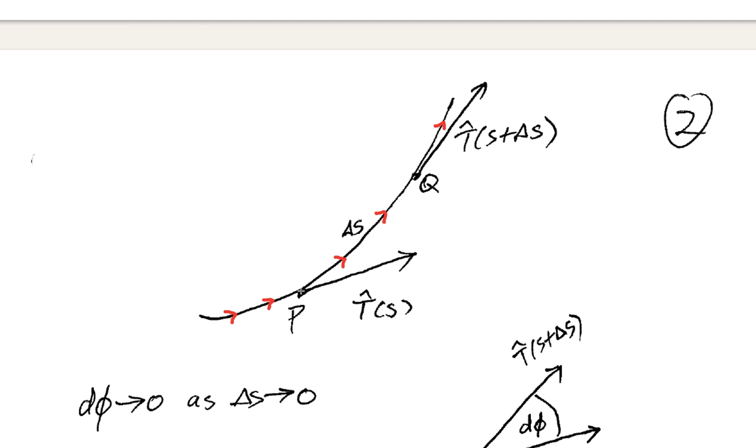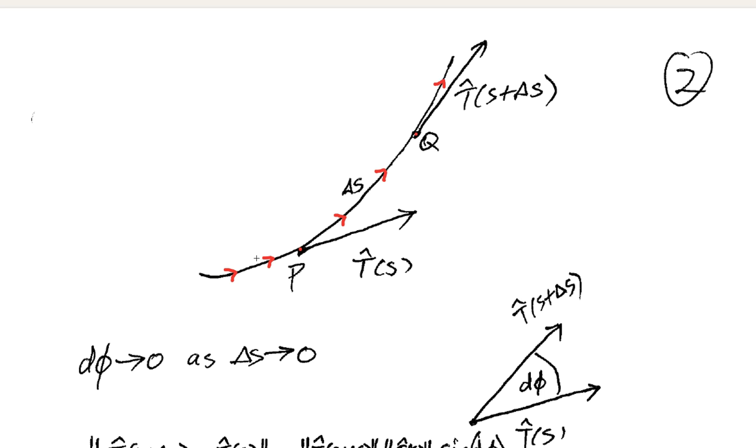Here, I've got the point P, and over here I've got another point Q. Since it's moving this way, I will assume that delta S is positive here. If it was moving in the opposite direction, delta S would be negative. But we'll just assume delta S is positive in my drawing.